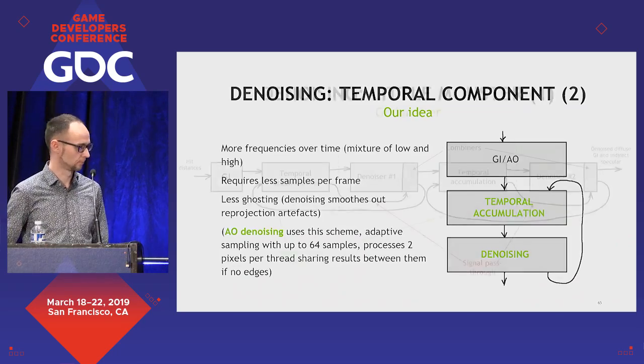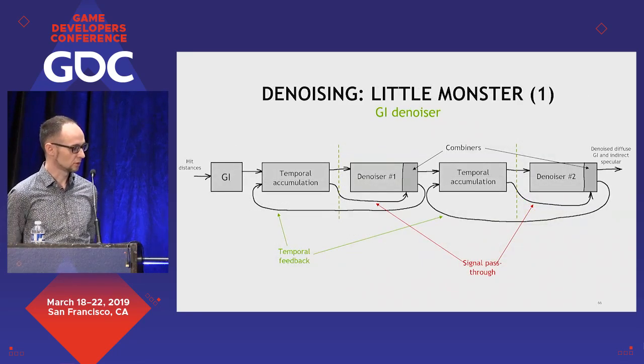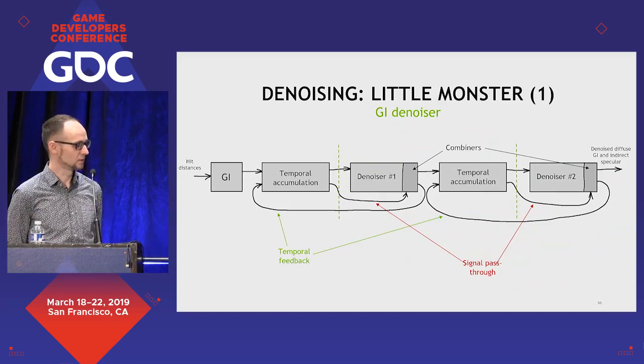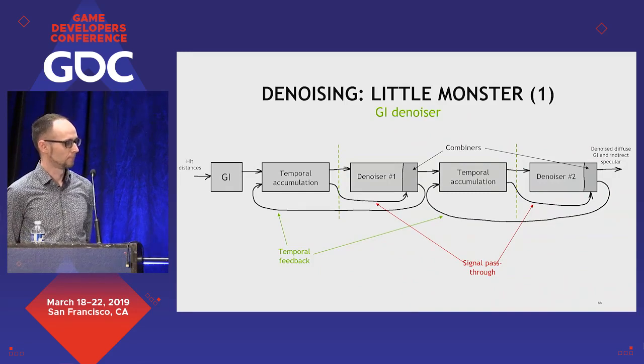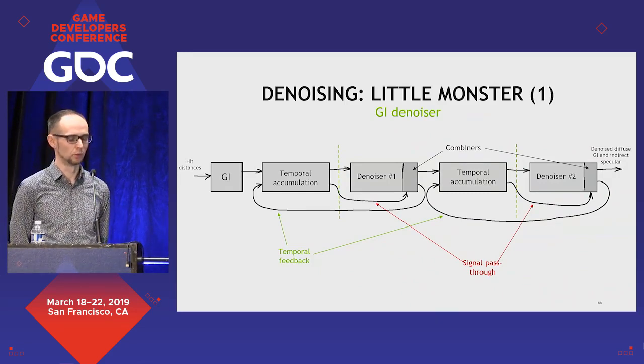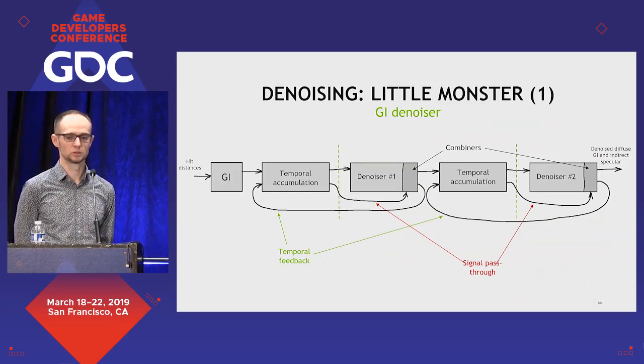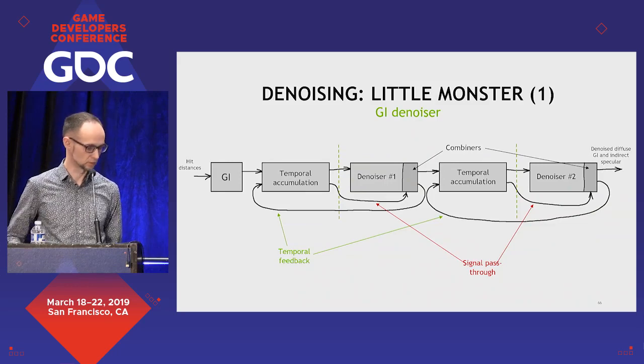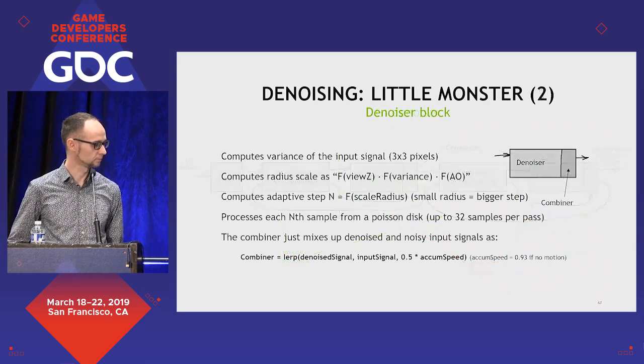Now it's time for the most interesting thing, our little monster. It's the GI denoiser. It consists of 2 passes. Actually, it's a chain of 2 blocks from the previous slide. Dashed lines show borders between passes. So let's dive into the details.